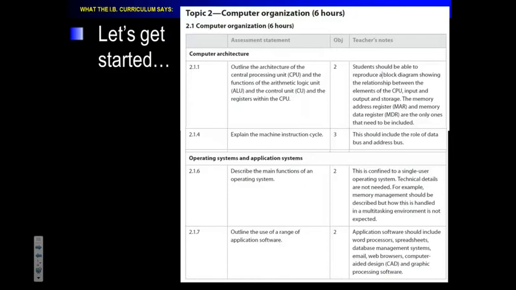This is what it says. So now let's take this in context. Outline the architecture of the CPU and the functions of the ALU and the CU and the registers within the CPU. Hopefully now that has more context to you. So let's see what it says. Students should be able to reproduce a diagram showing the relationship between the elements of the CPU, input, output, and storage. The memory address register and the memory data register are the only ones that need to be included.